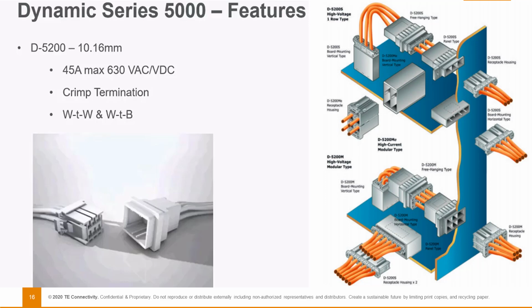The distinction between free hanging and plug receptacles lies in their housing or cap plug design. The free hanging type is standalone, while the plug receptacle includes additional components like PCBs. Both variations cater to wire-to-wire and wire-to-board configurations, providing versatile solutions for different connection needs. This summarizes the key features of the Dynamic Series 5000.